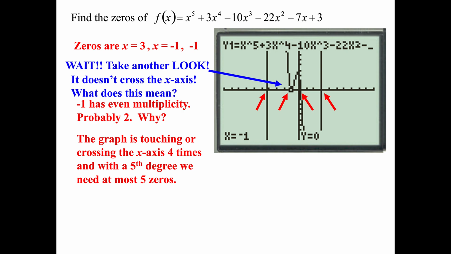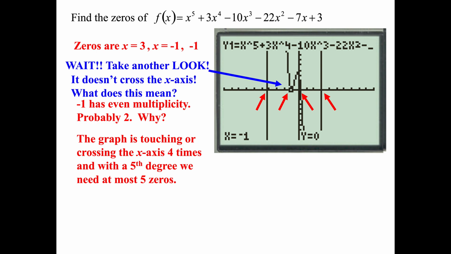The graph is touching or crossing the x-axis 4 times with a 5th degree. We need at most 5 zeros. Where are these other 2? Right here. And again, they don't look like they're hitting the tick marks. Those would be fractional zeros. But we said we didn't have any fraction answers because your leading coefficient is a 1. So what are these other 2 zeros?